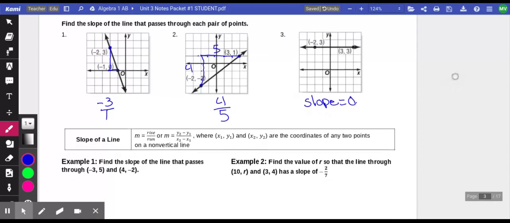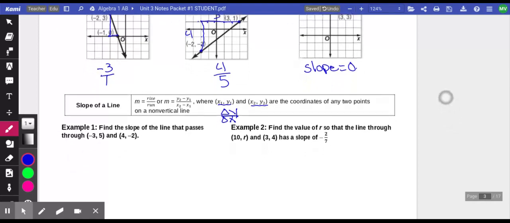Slope of a line is always m, it's rise over run, or it's y2 minus y1 over x2 minus x1, where the points x1, y1 and x2, y2 are the coordinates of 2 points. I'm also going to say that a lot, that it's change in y over change in x, which you can write as delta y over delta x.